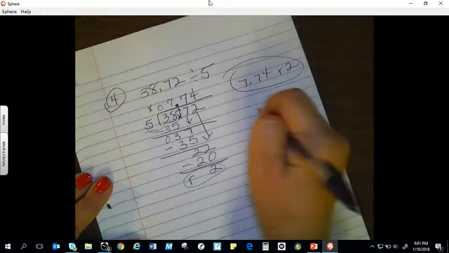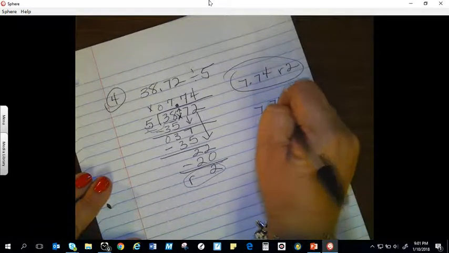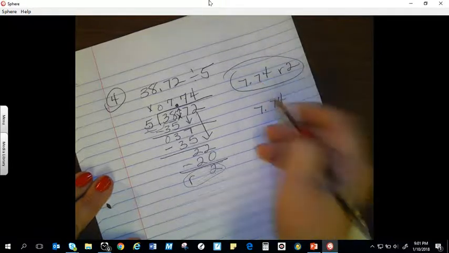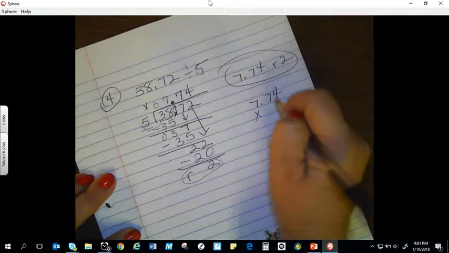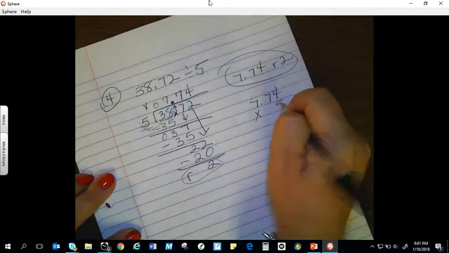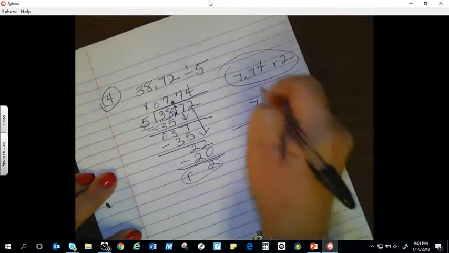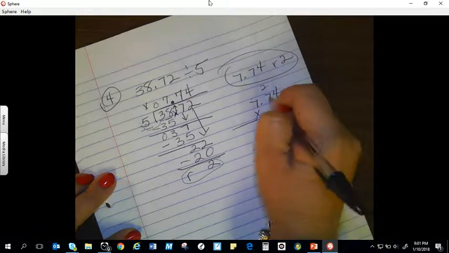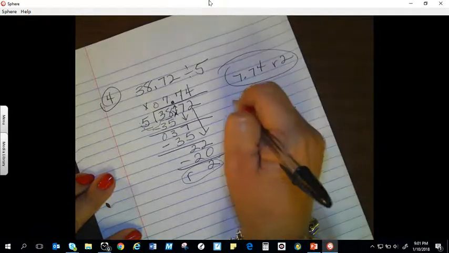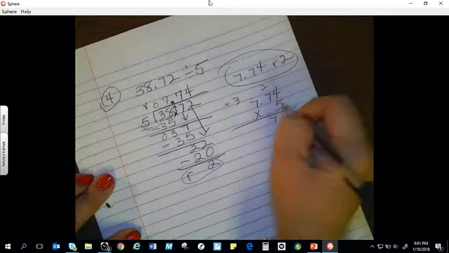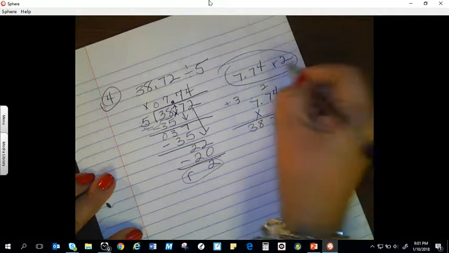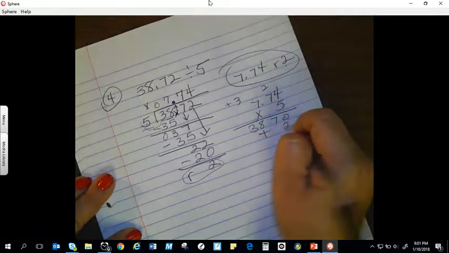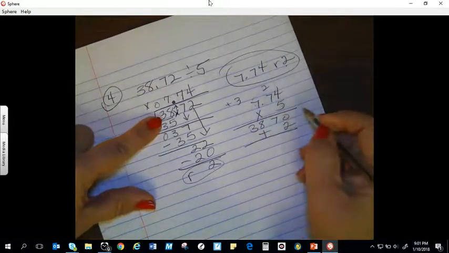Again, to check your work, you're going to do the inverse. So I'm going to take my quotient and multiply that by my divisor. And so you can see it right here. 5 times 4 is 20. Carry my 2. 5 times 7 is 35 plus 2 is 37. Carry my 3. 5 times 7 is 35 plus 3 is 38. I'm going to add in my remainder. And as you can already see, it's going to be matching.